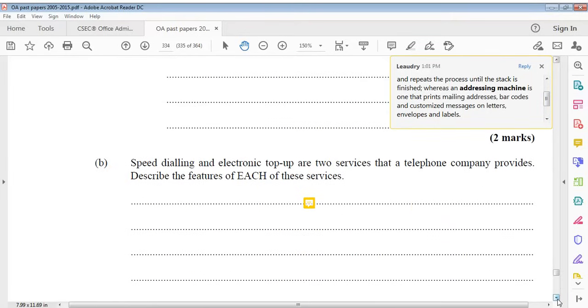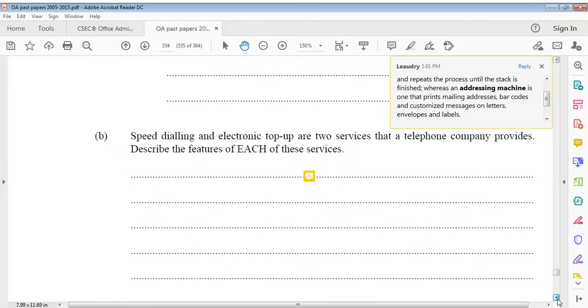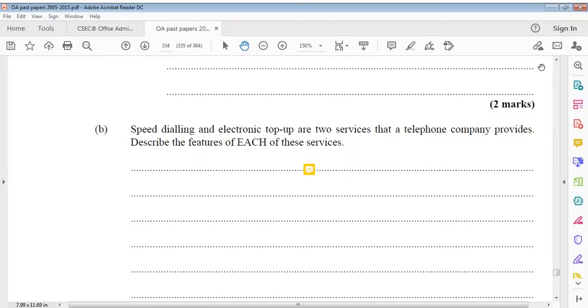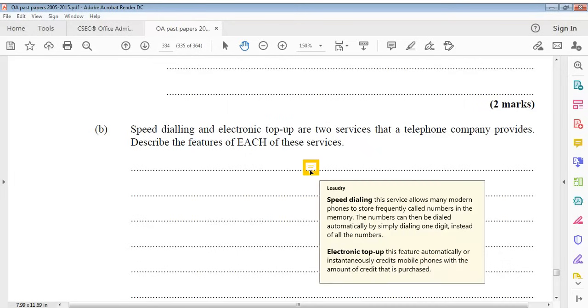All right, let's move on to question 1B. It says, speed dialing and electronic top-up are two services that a telephone company provides. Describe the features of each of these. So we're to describe the features of the speed dialing and electronic top-up. So what is our answer? So here we have it.